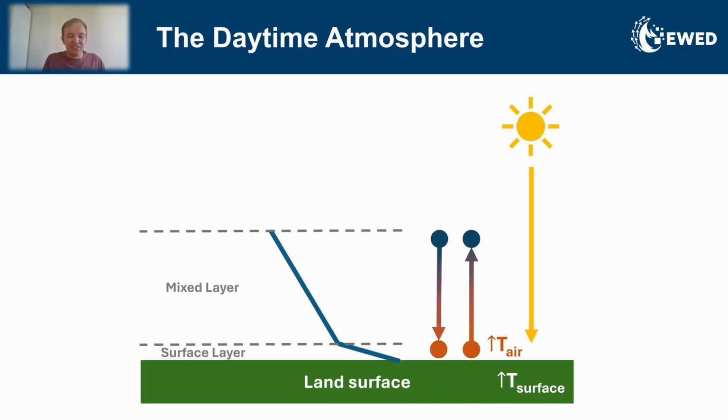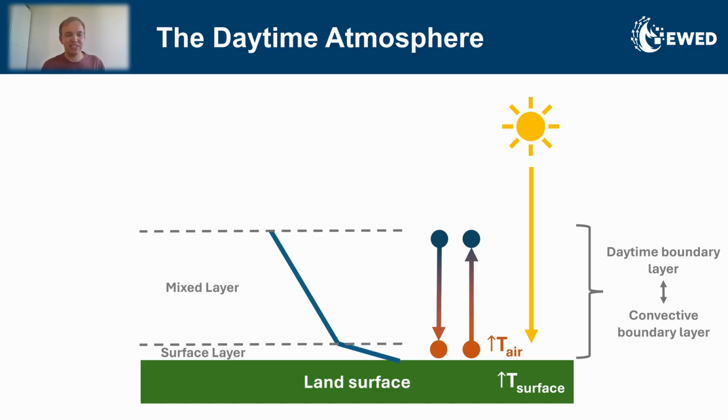Sometimes near the surface, in the lower 10 to 50 meters, we also see a surface layer developing, which has an even steeper decrease in temperature over height. And together, this surface layer and mixed layer is what we call the convective boundary layer, or in other words, the daytime boundary layer, meaning the layer of the atmosphere that is directly influenced by the land surface through these convective parcels that rise from the land surface upwards and then back down.